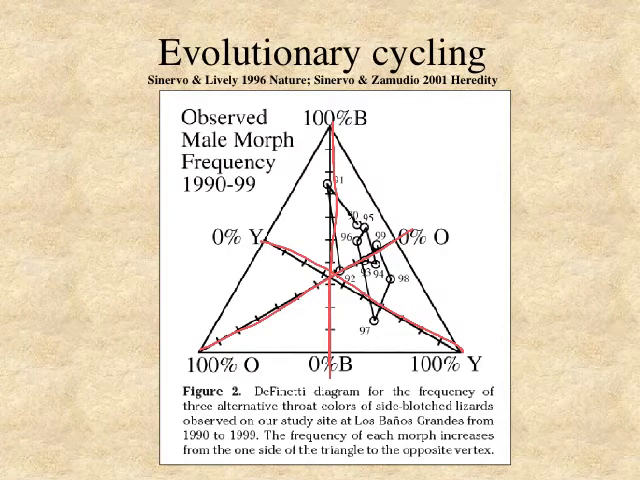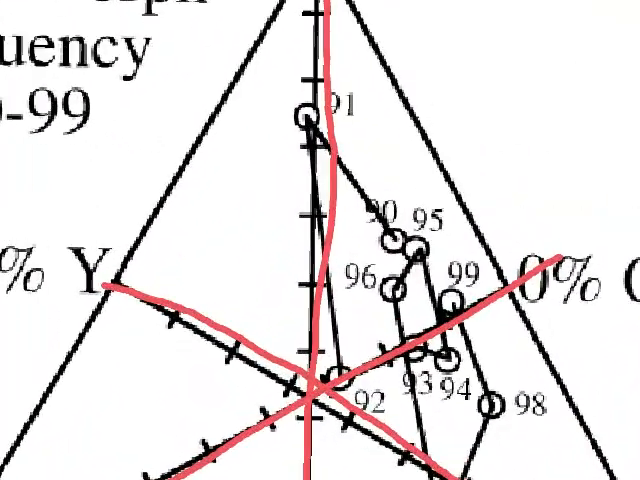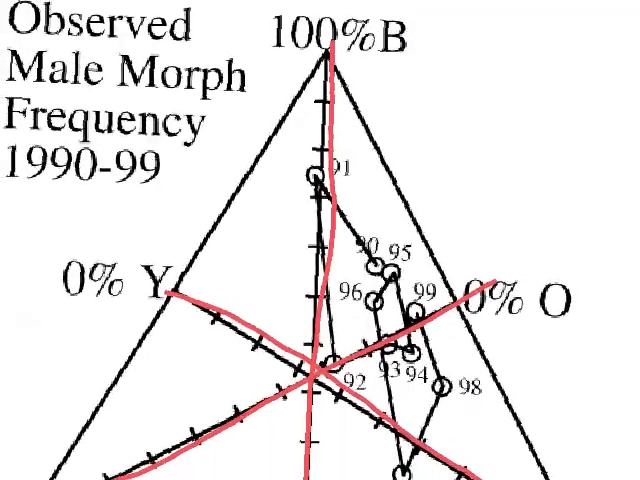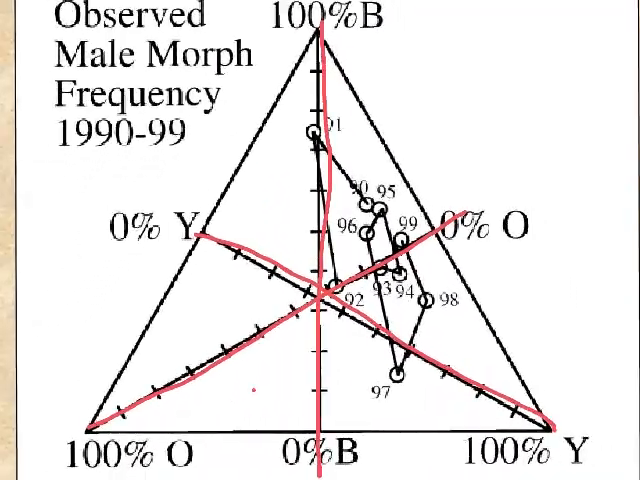So any point in this triangle gives you the percentage of each morph in the population, and then you can try to follow what the population did year after year after year. Let me try to make this a little bit bigger. Maybe like that. So start in 1990, the population's right there.